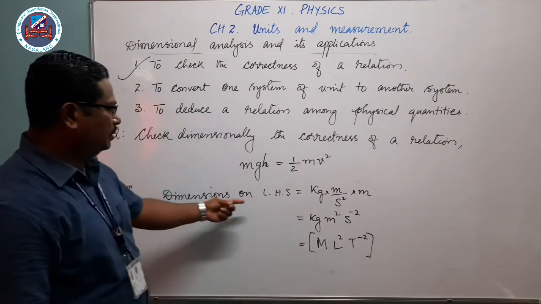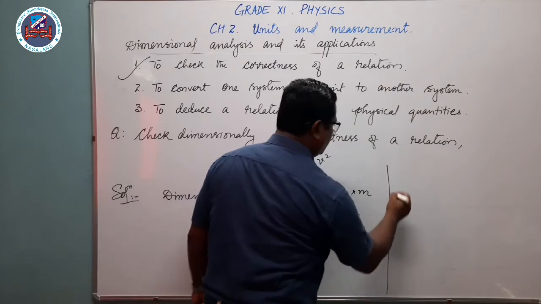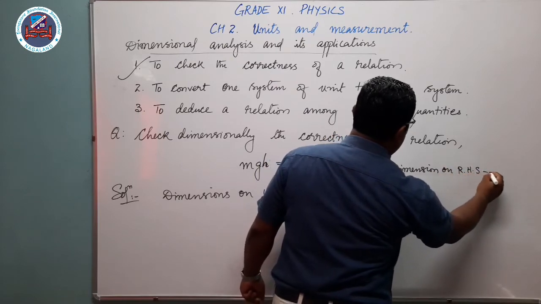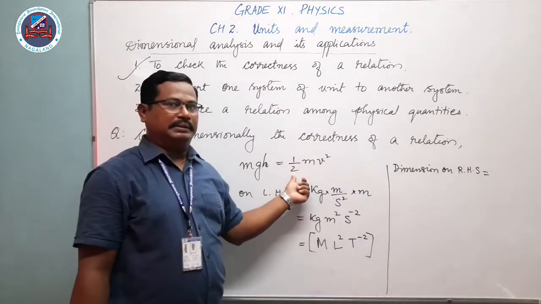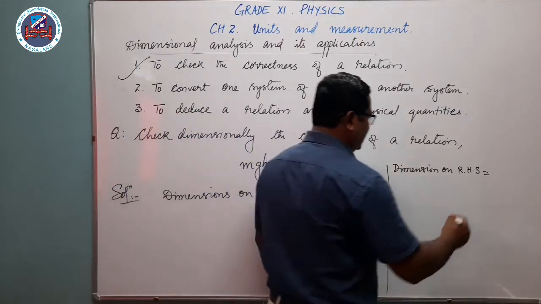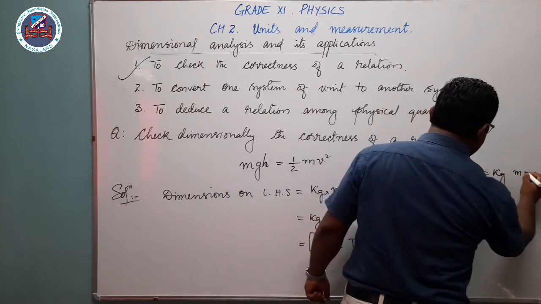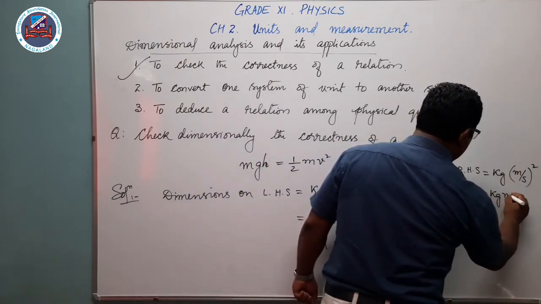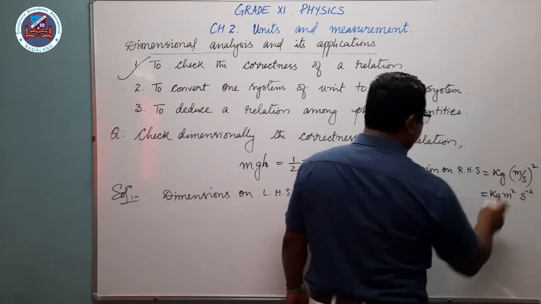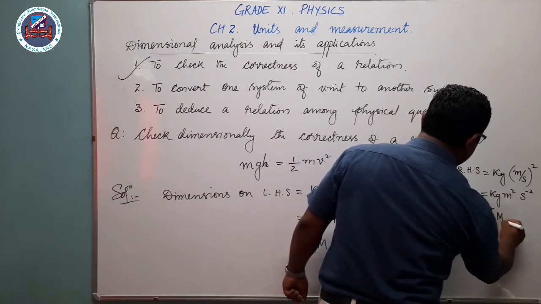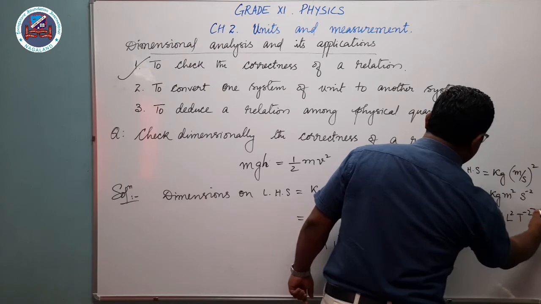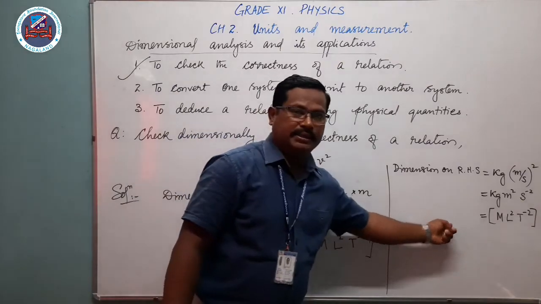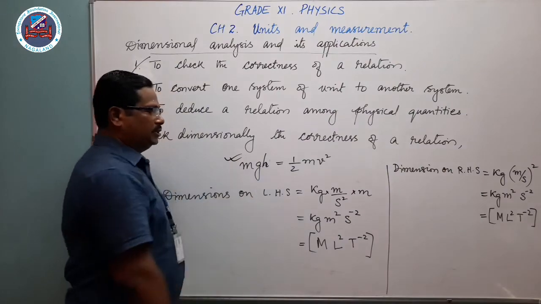Now you will find out the dimension on RHS. Half is a number, so it doesn't have any dimension; it is a dimensionless constant. Mass is kg. Velocity is meter per second, but it is squared. So you can write kg meter square second to the power minus 2. Then you can write its dimension: mass is there, length is 2, time to the power minus 2. Then you can look at the left hand side as well as the right hand side. The dimensions are exactly the same. So this relation is correct. You can check it like this.